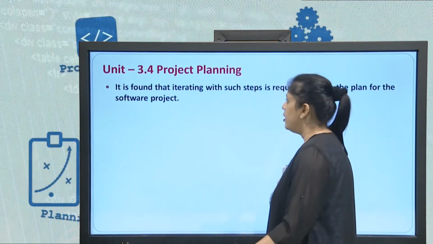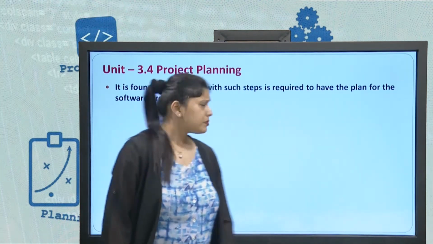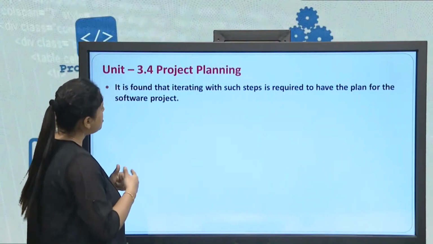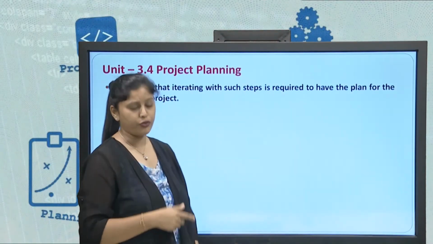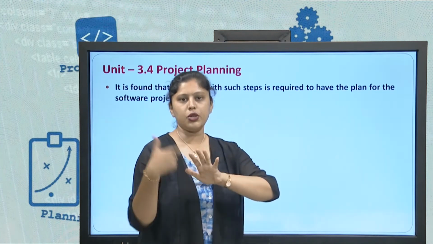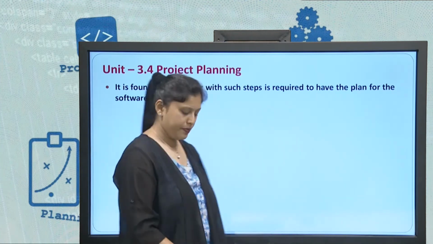Project planning is found to require iterating over such steps to have the plan for the software project. So whenever I am building my software project, my project plan says that it is an iterative process, and when I do the iteration, I should have a plan for my software project. I hope you remember what iteration is. Iteration is a continuous cycle, a cyclic process.